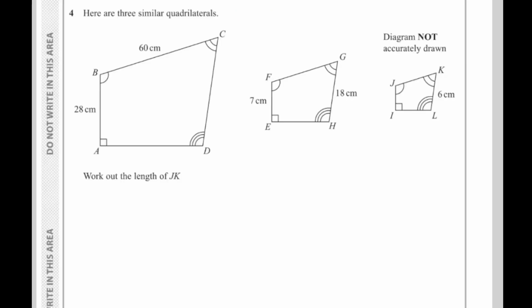Question 4, similar figures. Here are 3 similar quadrilaterals. Work out the length of JK. This is JK. So we have to get the length of JK. And these 3 figures are similar to each other. Wherever we get similar quadrilaterals, similar figures, we have to deal with the scale factor. How do we get scale factor? Since this is not involved with area or volume, these are 2D figures. Therefore, the only possible scale factor is the length ratio.